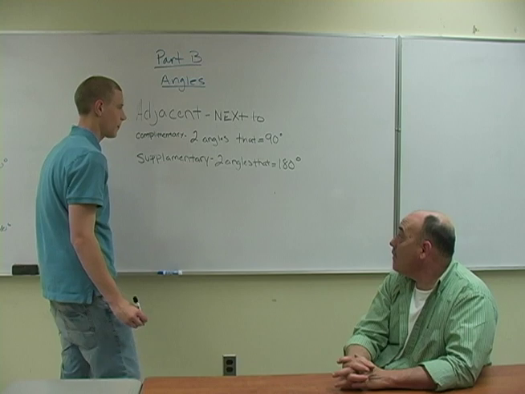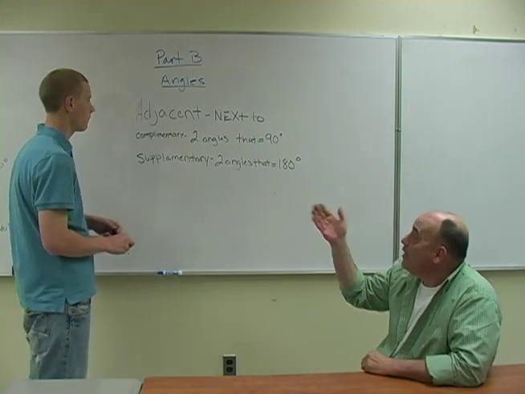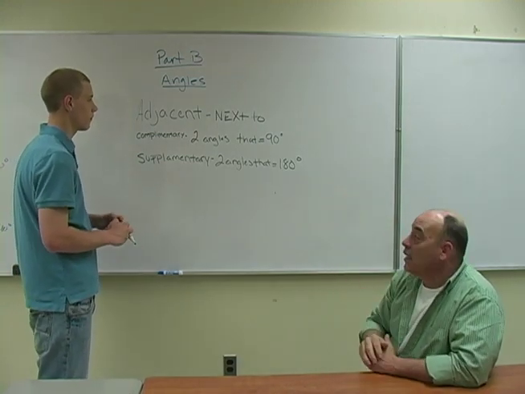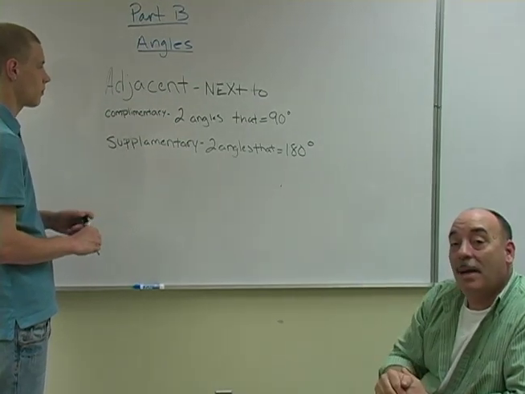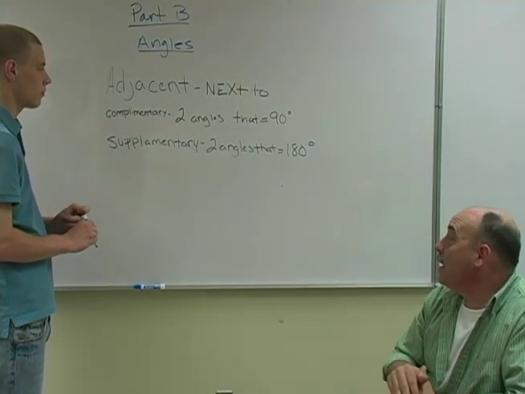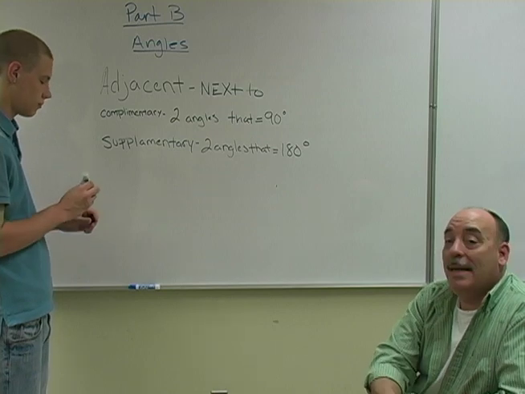And what we have here are the adjacent angles. These are angles that are next to each other. Complementary are two angles that equal 90 degrees. And finally, supplementary angles are two angles that equal 180 degrees.